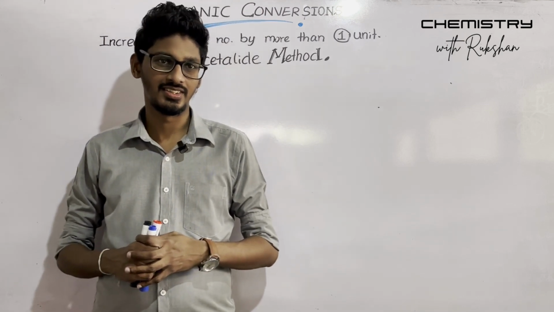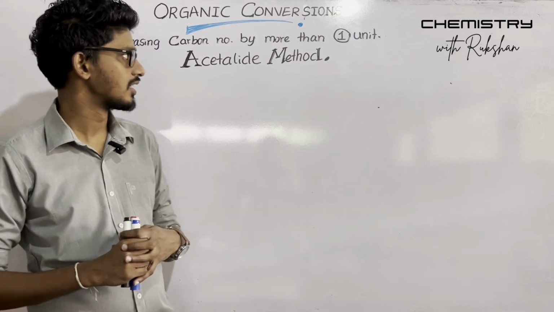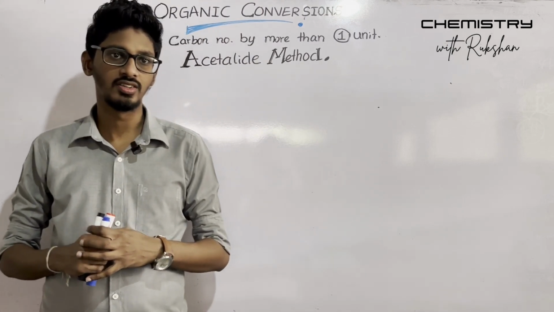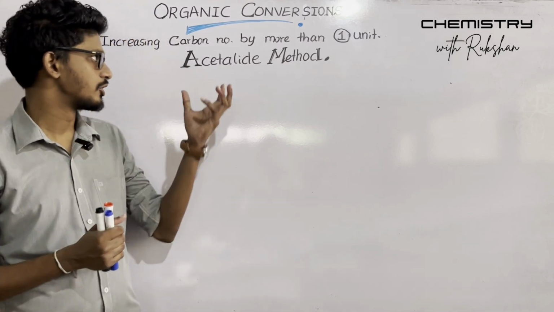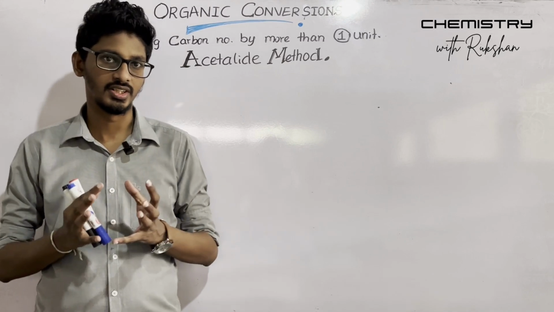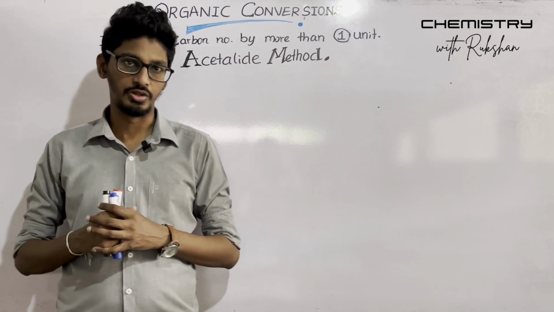Today we are going to discuss the acetylide method under organic conversions. Let's discuss how to use the acetylides, basically the sodium acetylides, to elongate your carbon chain by more than one carbon. That is our discussion for today.